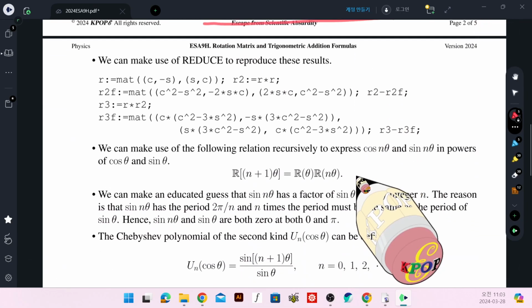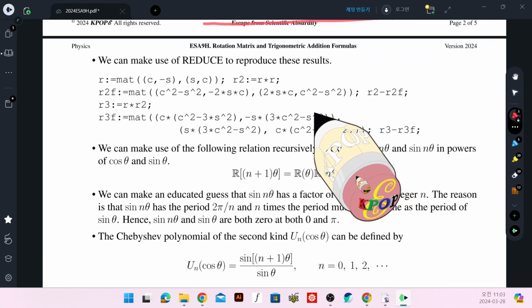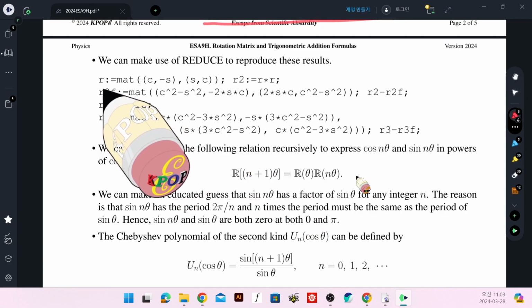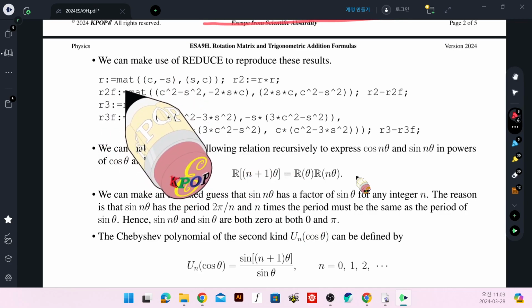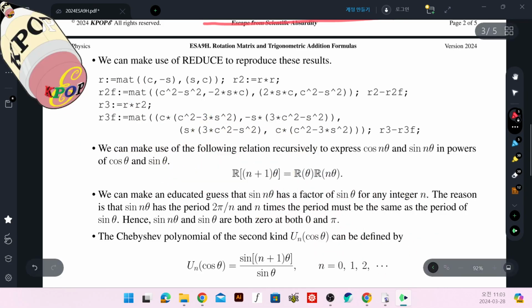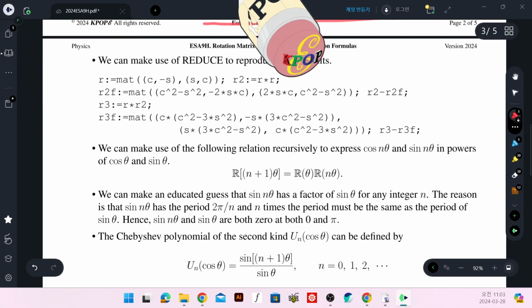We can make use of Reduce to carry out this tedious calculation with ease. Why don't we make use of R equals matrix this? Wait a second, we can run the program immediately.